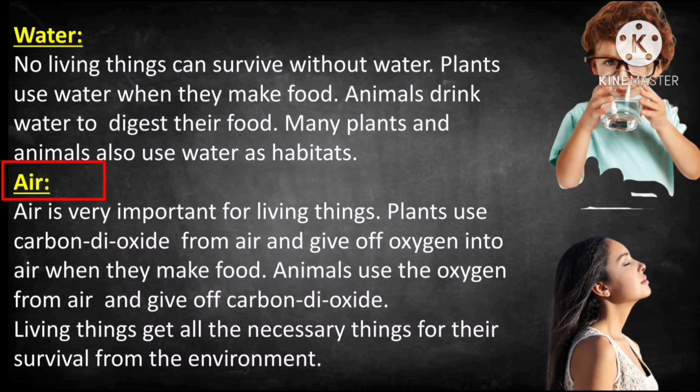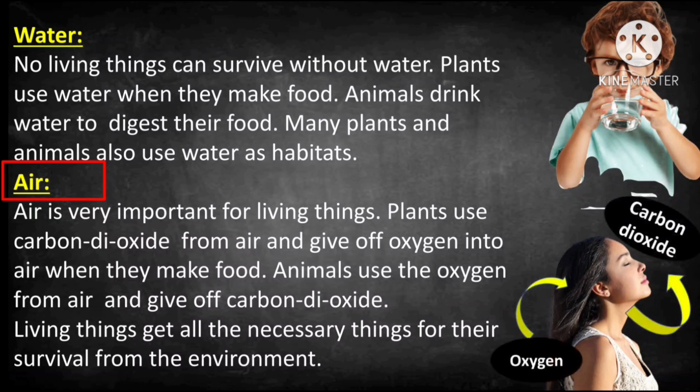Next point is air. Air is very important for living things, both for plants and animals, because plants use carbon dioxide from the air to make their food, and they give off oxygen. And what are animals doing? Animals take the oxygen from the air and give off carbon dioxide. So air is very important. From the air, plants and animals get their necessary gases.